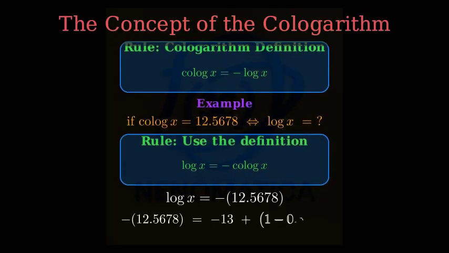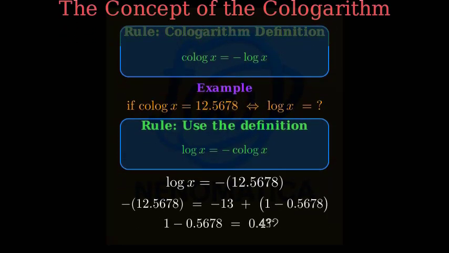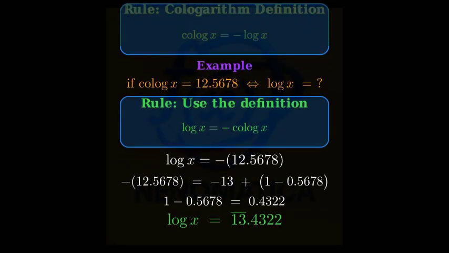Step 2. Convert the negative common logarithm to bar notation. A negative log with value minus 12.5678 equals minus 13 plus 1 minus 0.5678. The mantissa becomes 0.4322, so the final bar notation is bar 13.4322.